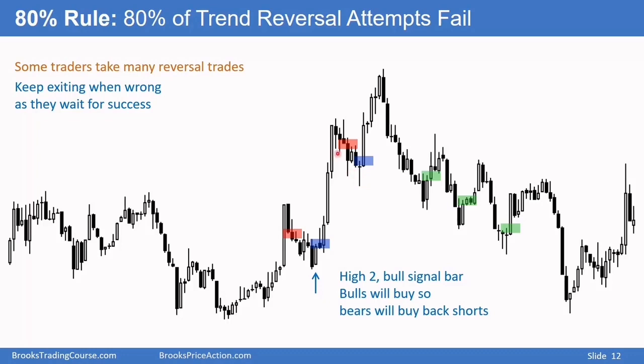However, now we have a wedge bull flag. 3 pushes down. 1, 2, 3. Bears will get out above its high. Now we have a bear trend. We have a low 1 short here.